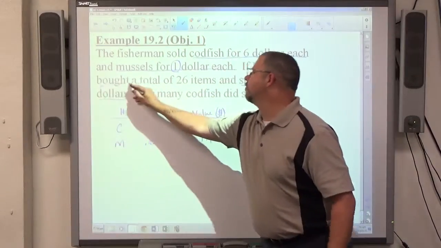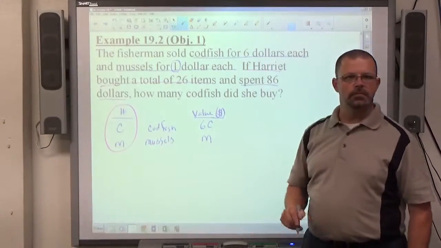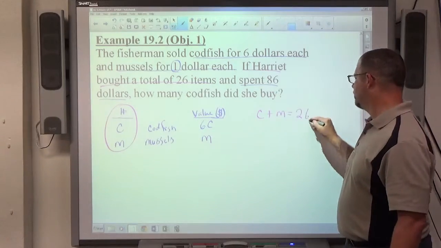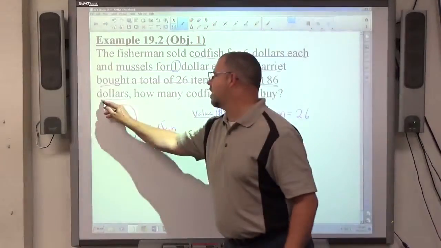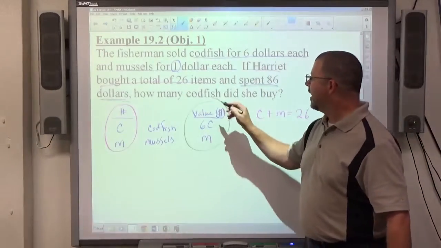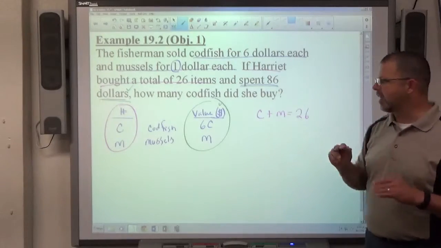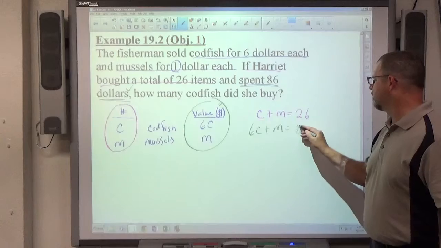So fact number 1. She bought a total of 26 items. That's the number of things, right? So the number of codfish plus the number of mussels equals the number of items she purchased. Fact number 2, she spent $86. That has to do with value. And again, dollars matches dollars, so no conversions necessary. 6C plus M equals 86.